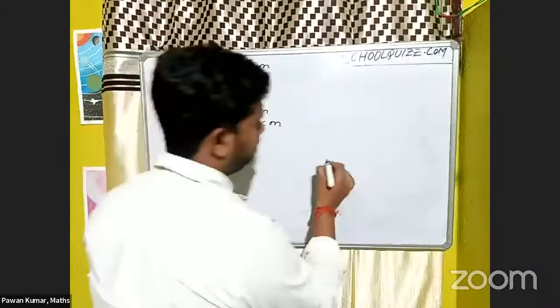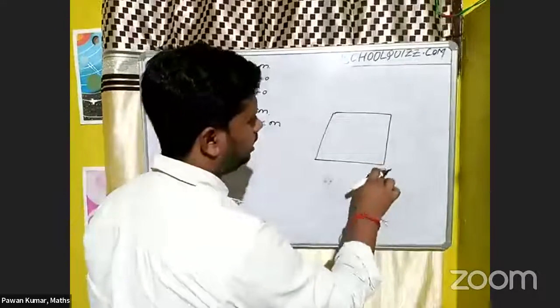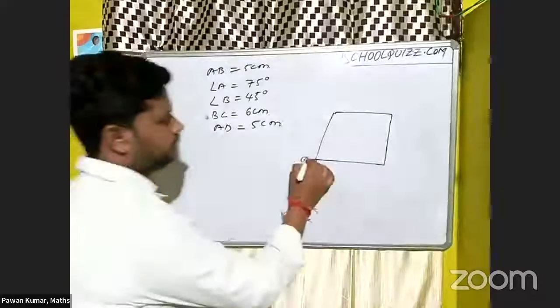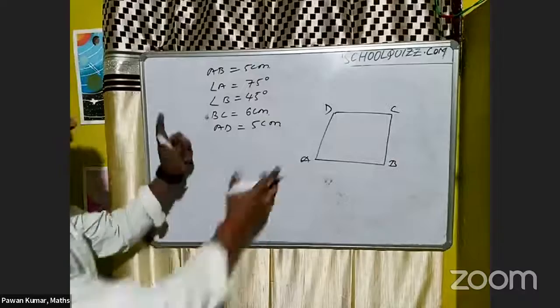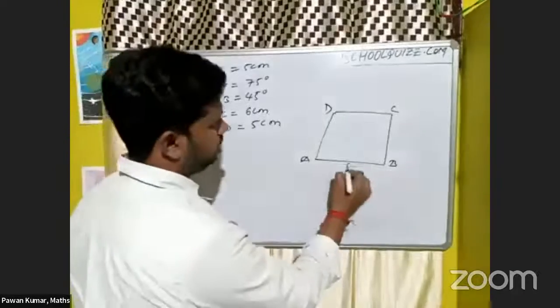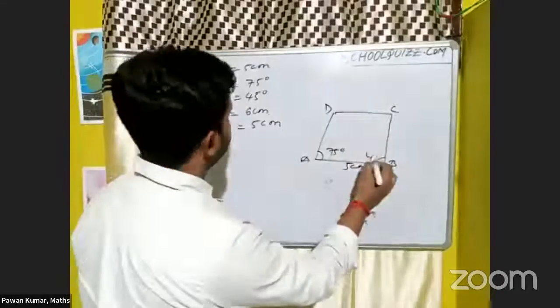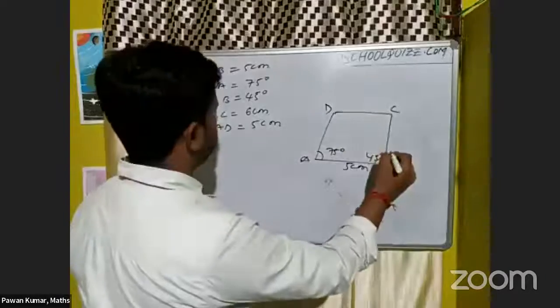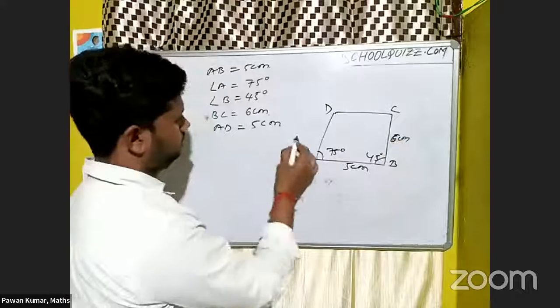Yeah. So simply what you have to do is make any quadrilateral ABCD. Don't worry about the exact sides, just draw any quadrilateral ABCD. Mention everything there: AB 5 centimeter, angle A 75, angle B 45, and this side is 6 centimeter, and this side is 5 centimeter. So first, what do you have to do?